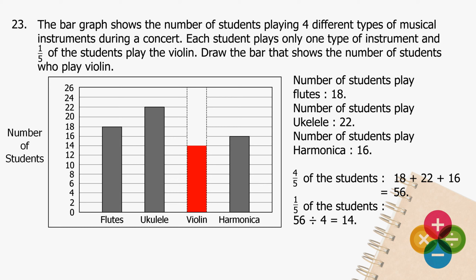4/5 of the students will be: add 18 to 22 and to 16, and the sum is 56. 1/5 of the students will be: divide 56 by 4, and the quotient is 14. There are 14 students playing violin. The bar graph will be shown in red.